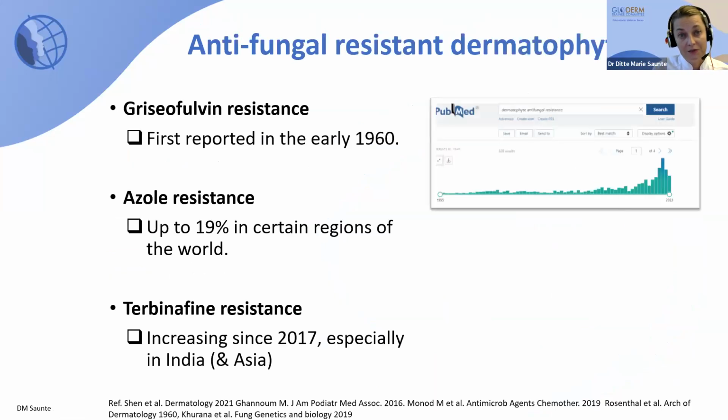So, is antifungal resistance very rare? Well, it has been noticed for many years. The first reported was for griseofulvin resistance in the 60s. Azole resistance has been reported in dermatophytosis in up to nearly 1 out of 5 patients in certain regions of the world. And then we have the terbinafine resistance, which has been increasingly seen since 2017, and mainly in Asia and mainly in India. And you see that also if we look into the PubMed searches, that we have an increasing number of publications on this subject too, indicating that something is happening here since 2017.